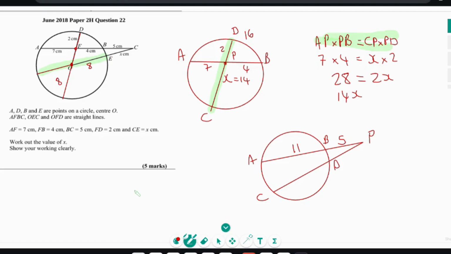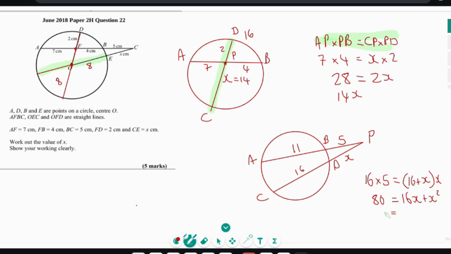I don't want CD, do I? Well, yes, let's put it in actually. Let's put it in, 16. And D to P is x. That length from here to here is x. Right, let's put it into the formula now. AP is 16 times PB is 5 is equal to CP, which is 16 plus x, times PD, which is x. So we've got 80 is equal to 16x plus x squared.